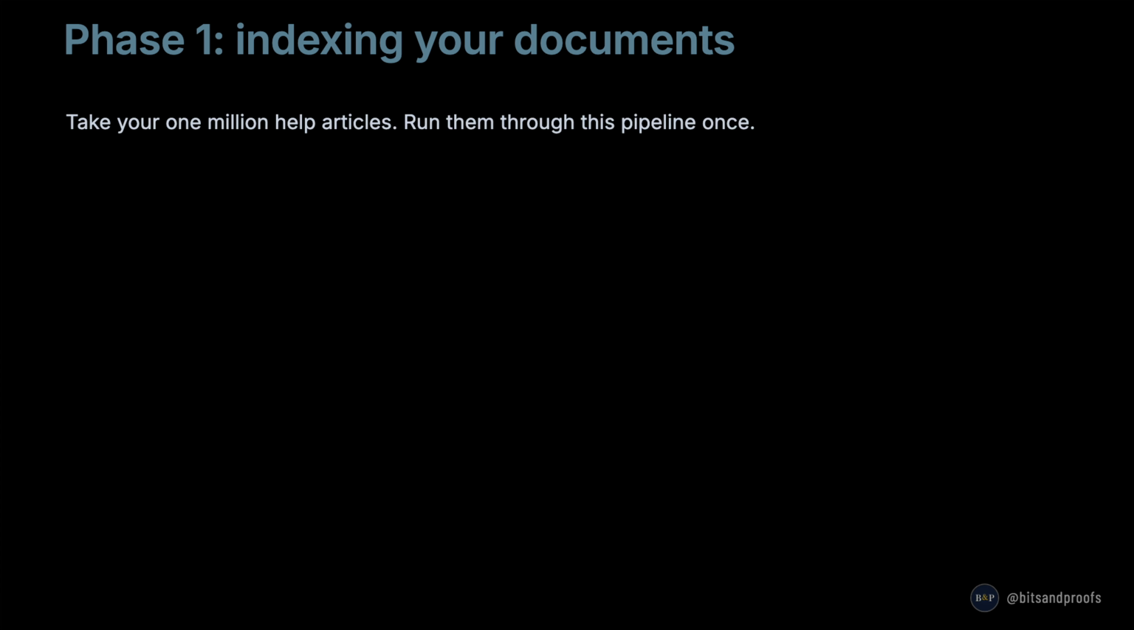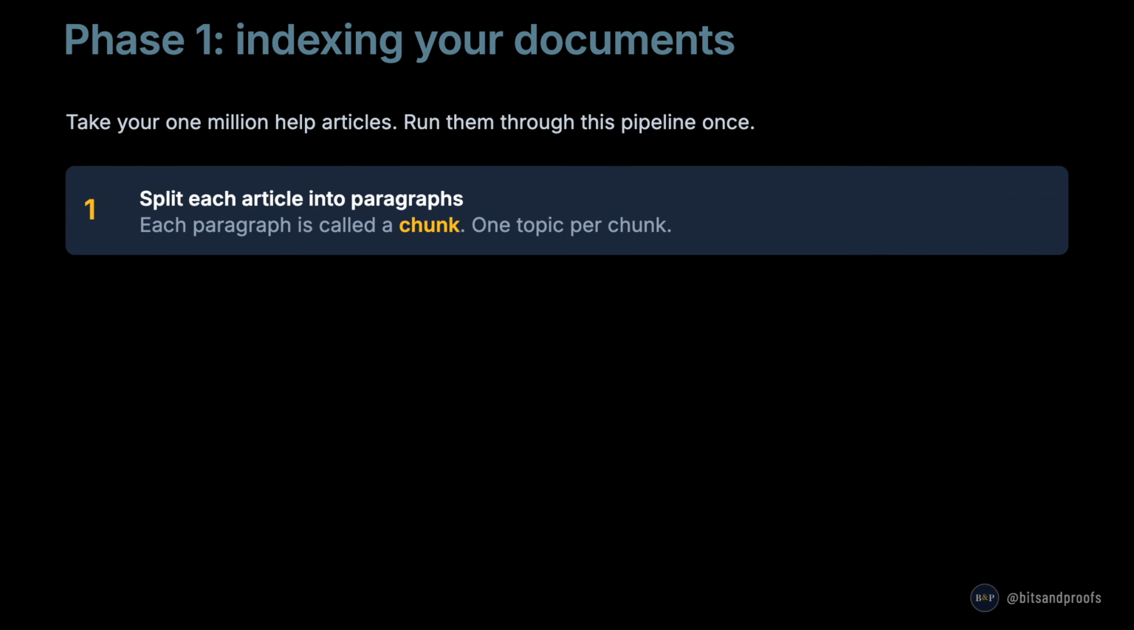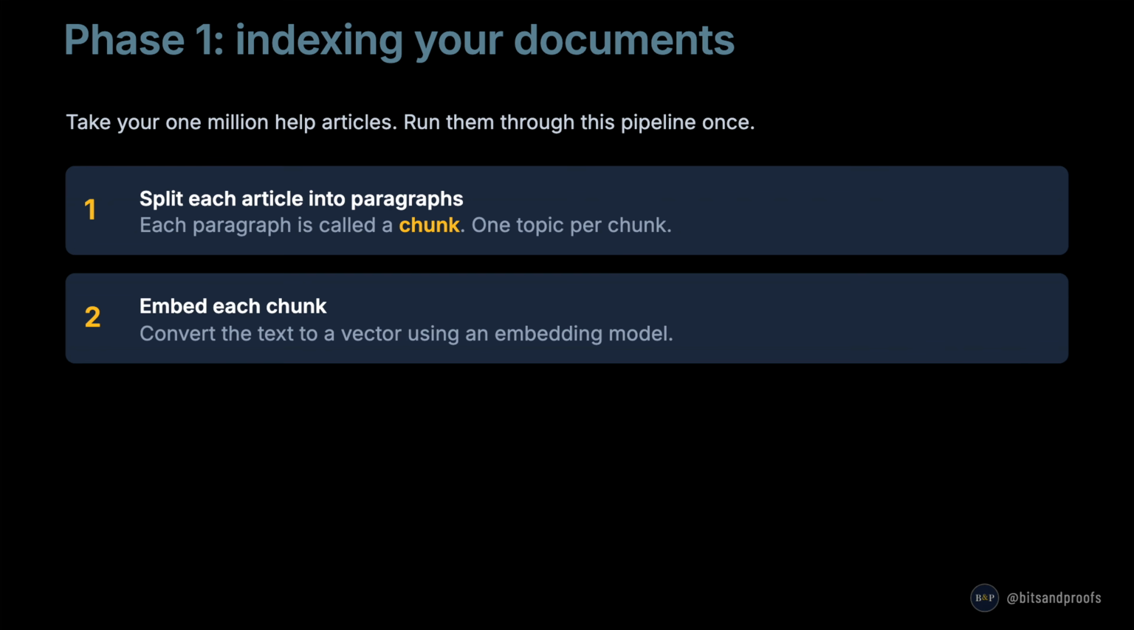Let's walk through indexing in detail. Imagine you have 1 million help articles. You want a system that can answer any question about them. Step 1, split each article into paragraphs. Each paragraph is one chunk. One chunk covers one topic. This is important, and we will see why in a moment.